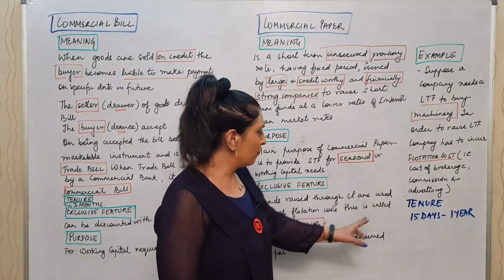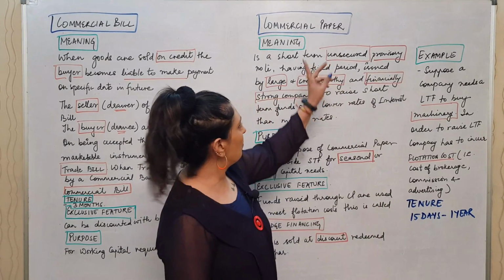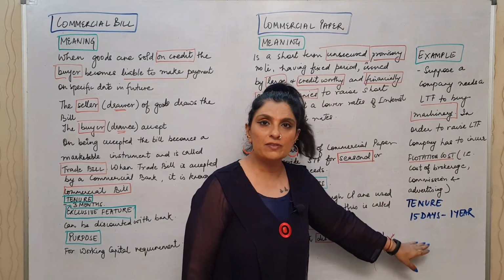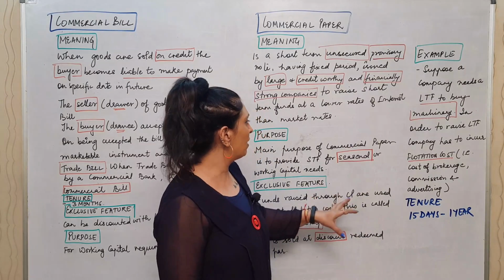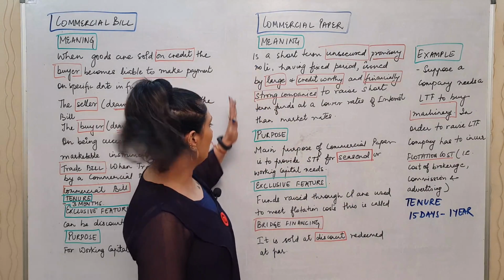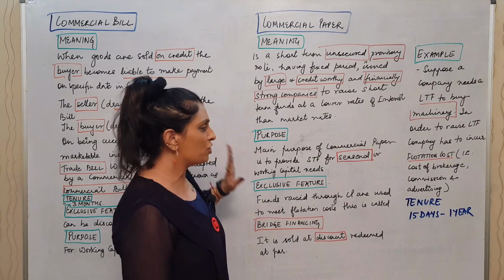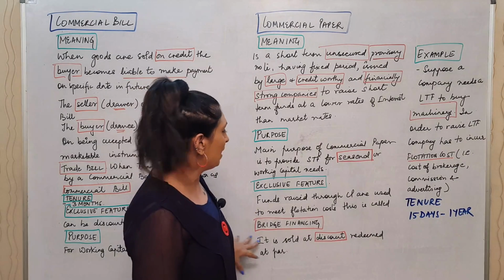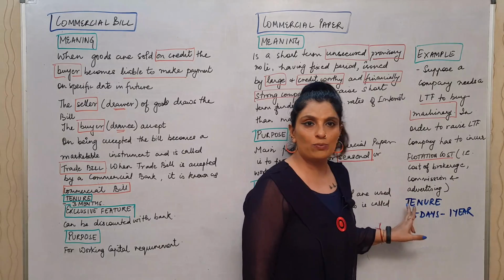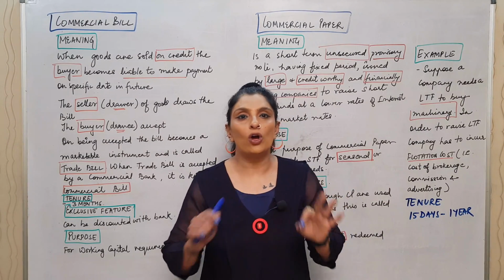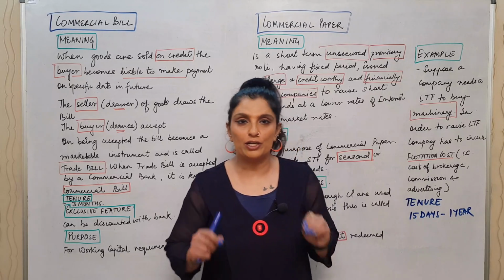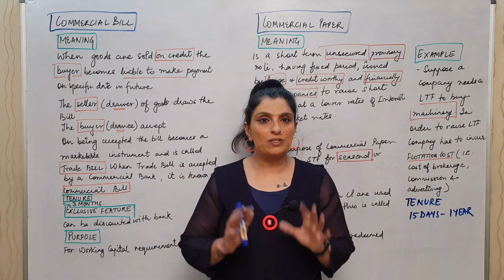Alright students, I had forgotten one point with commercial paper. The tenure of commercial paper is from 15 days to 1 year. This point was left out, so I have just covered it up. We talked about meaning, purpose, exclusive feature, which was bridge financing, example, and then the next point is tenure, from 15 days to 1 year. I hope it is all clear about the money market instruments, the various instruments which we have done.